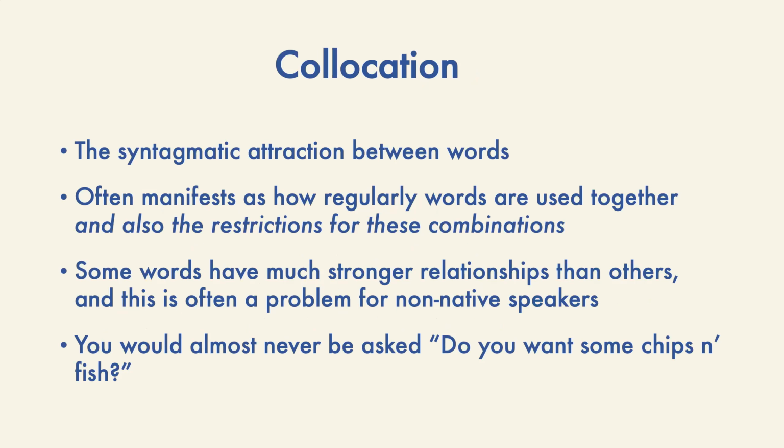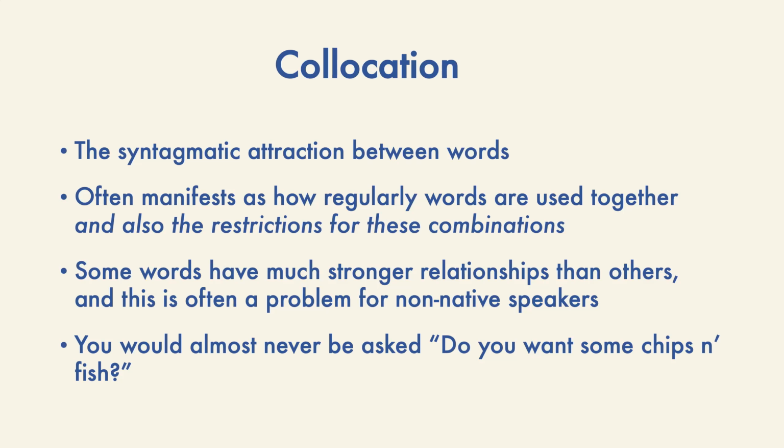Slightly differently is the syntagmatic attraction between words. And this often comes out with how regularly words are used together. So their actual physical location near each other, but not just how often they appear close to each other or how close they are together, but potentially also the rules for how they don't appear together or shouldn't appear together. So I think it's fair to say that some words have much stronger relationships than other words. And this is often a very big problem for native speakers.